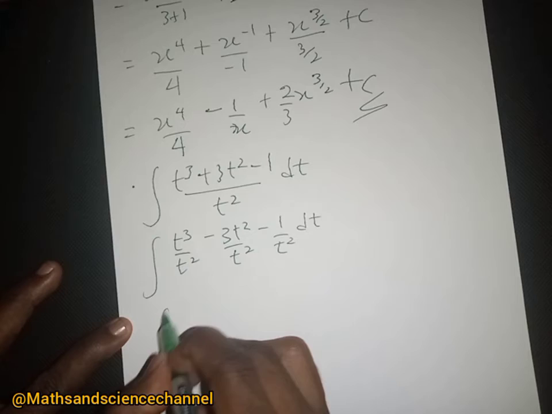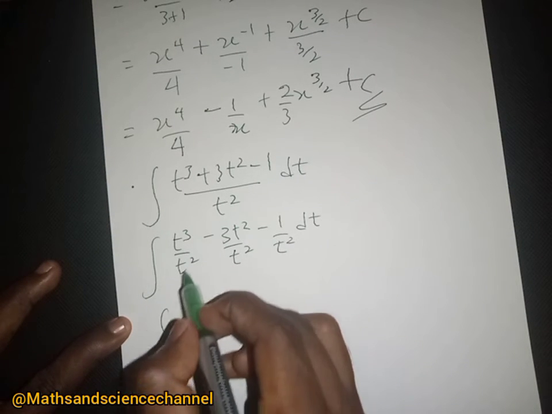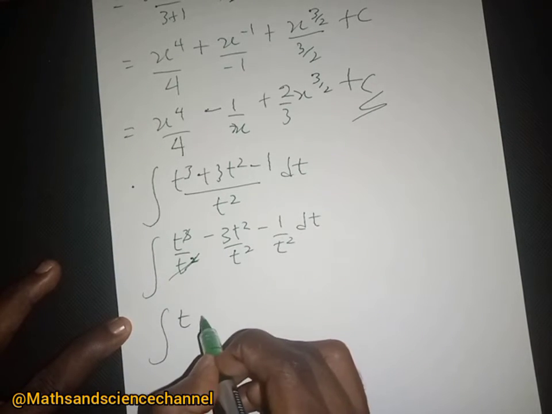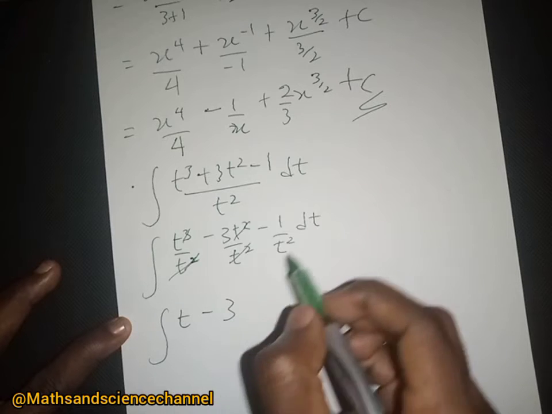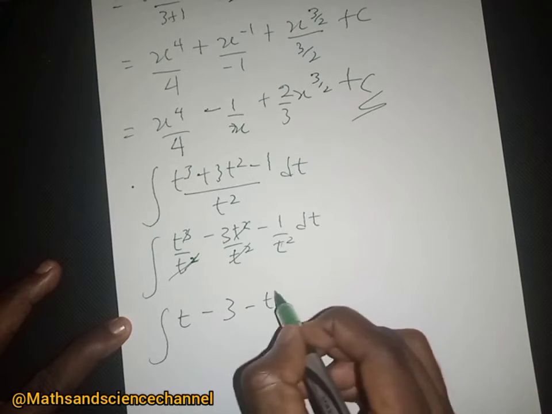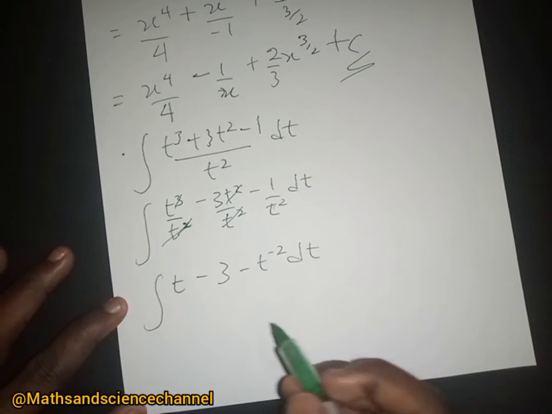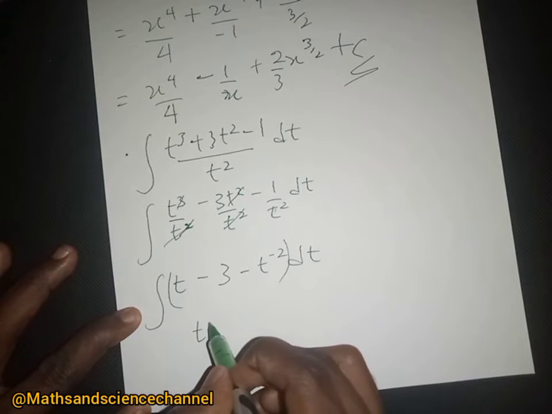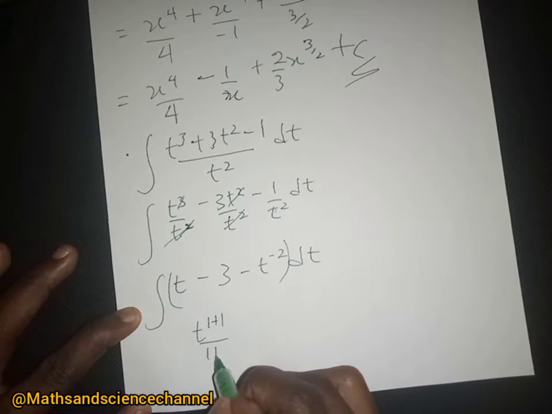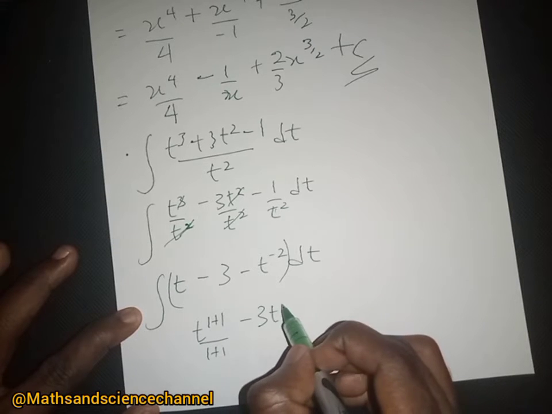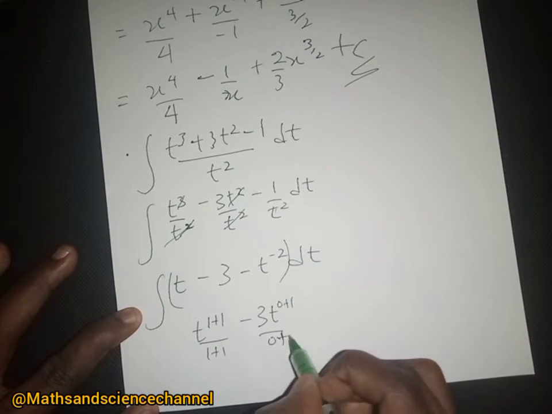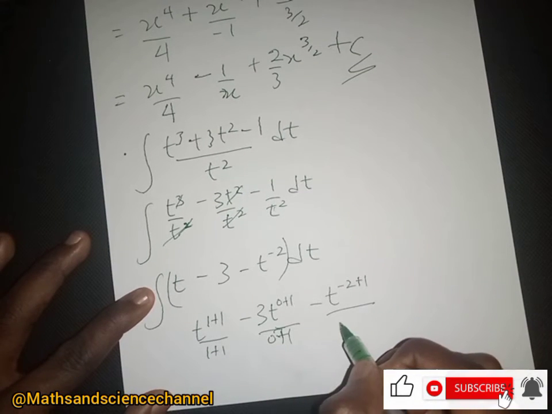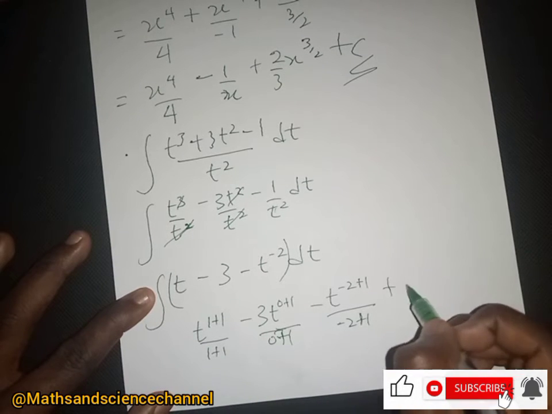So this will just be equal to, realize that t squared will cancel one power, and we are left with t, then this will get rid of that, we are left with 3, and this goes up, we have minus t to the power minus 2, and therefore integrating this, we are just going to get t to the power 1 plus 1 divided by 1 plus 1, then plus 3t, which is 0 plus 1, and we have minus t to the power minus 2 plus 1 all over minus 2 plus 1, then plus c, right?